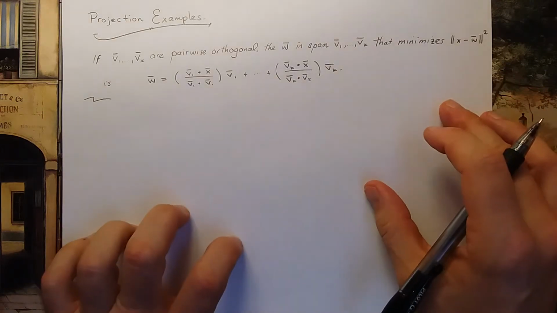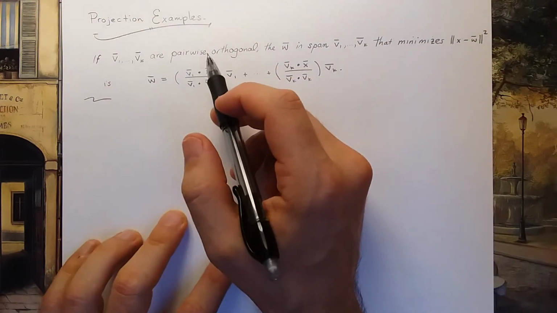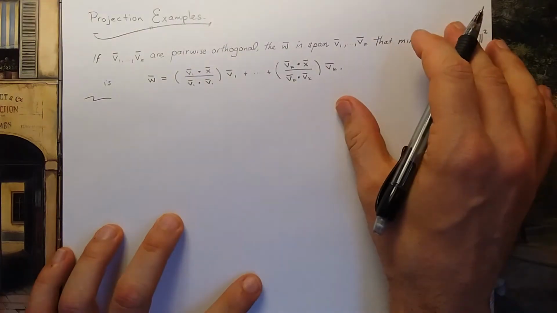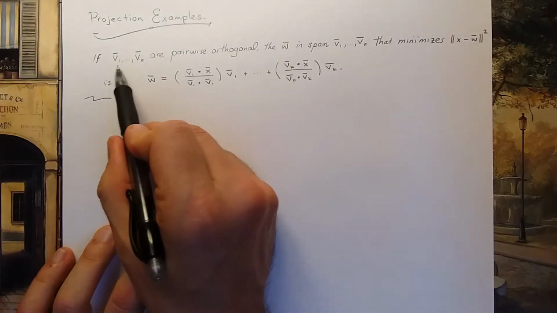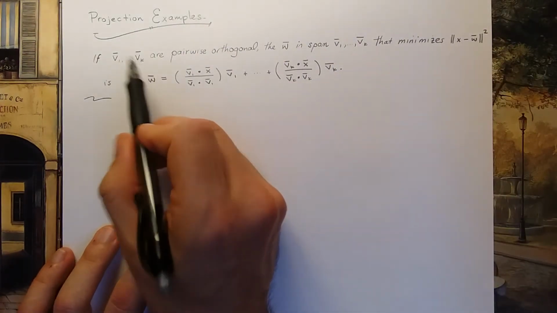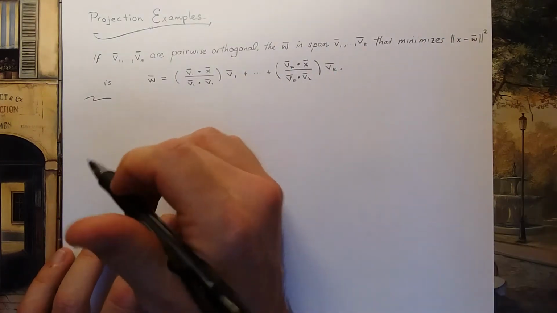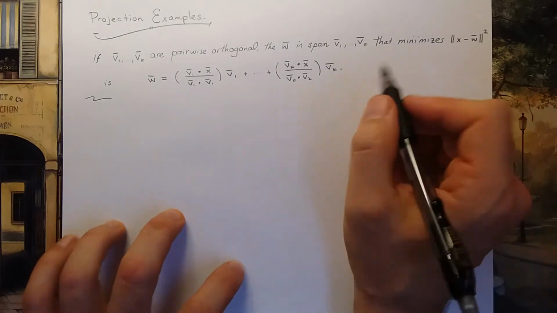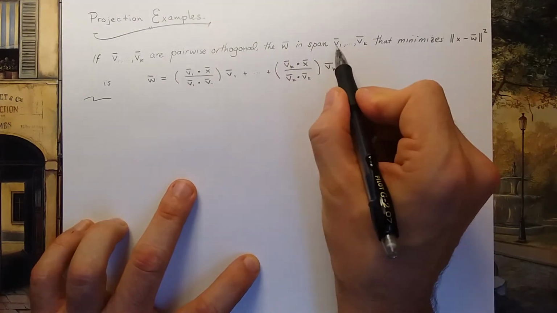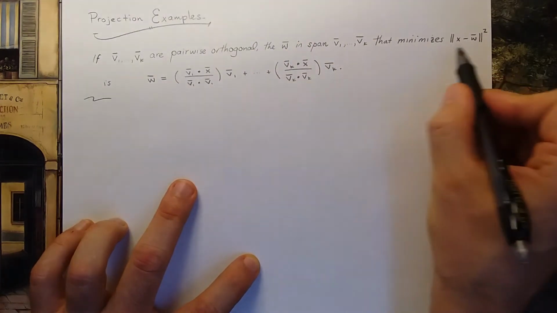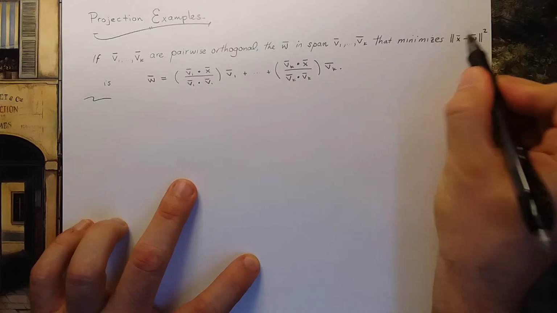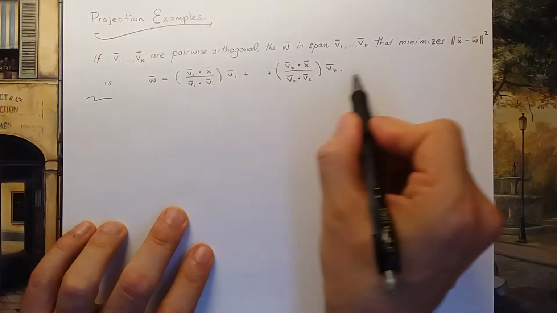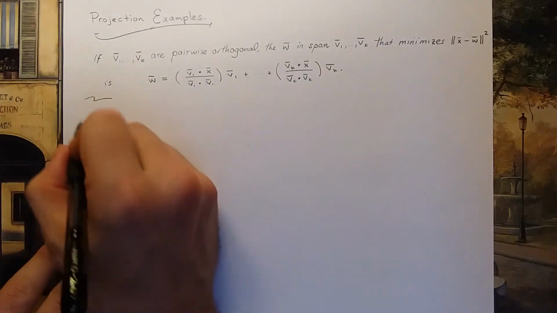So I'd like to do some numerical examples in this video of orthogonal projection. In our previous video, we saw that if v1 through vk are pairwise orthogonal, meaning that the dot product of any pair is 0, then the vector w in the span of these vectors that minimizes this quantity is given by this formula. So here, our first example.